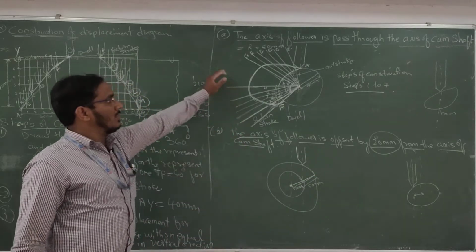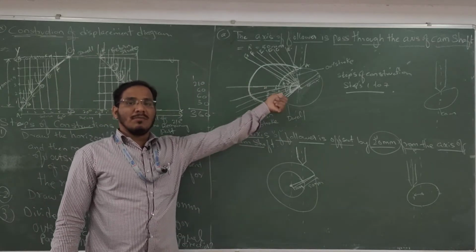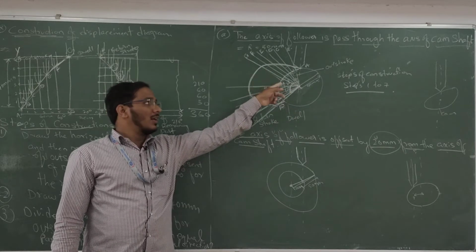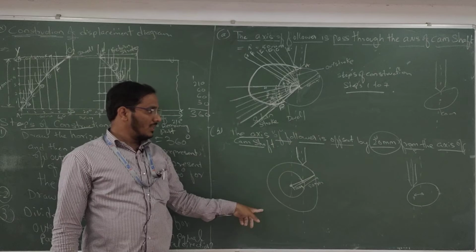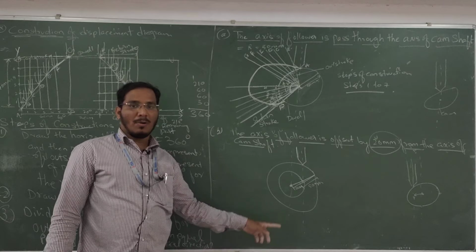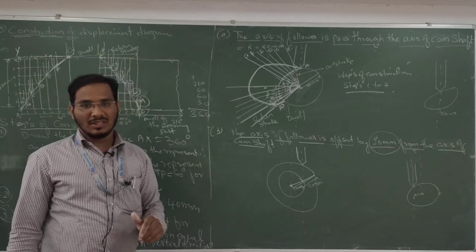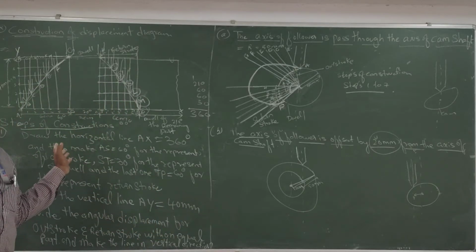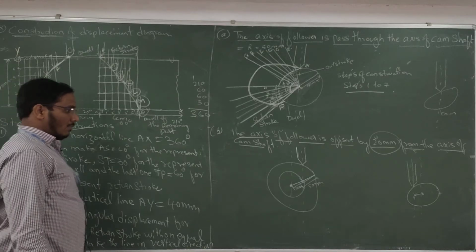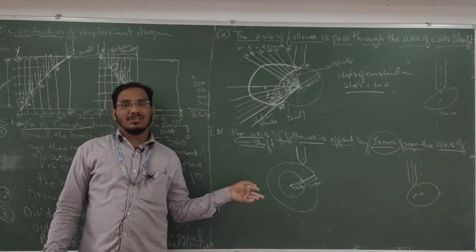What you notice in these two diagrams is that here the axis of the follower passes through the same axis as the camshaft. But in this one, the axis of the cam is different and the axis of the follower is different. About this point, we have to draw the cam profile also with the help of the displacement diagram, lengths and measurements. The displacement diagram is common for both conditions.